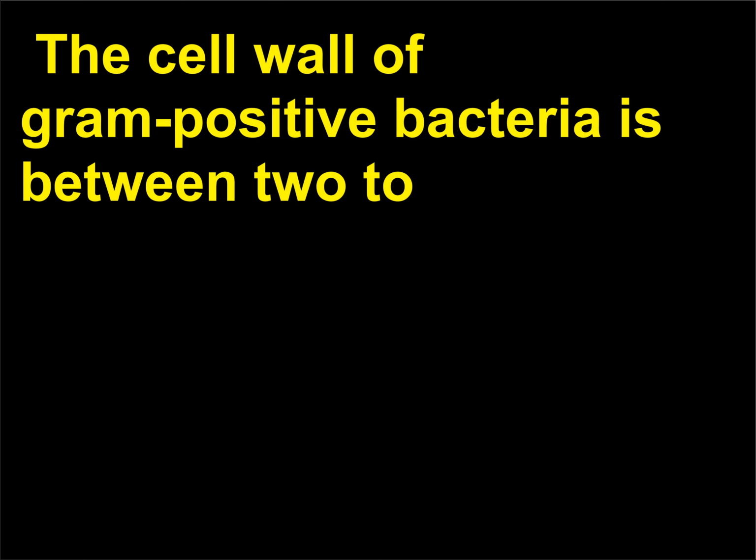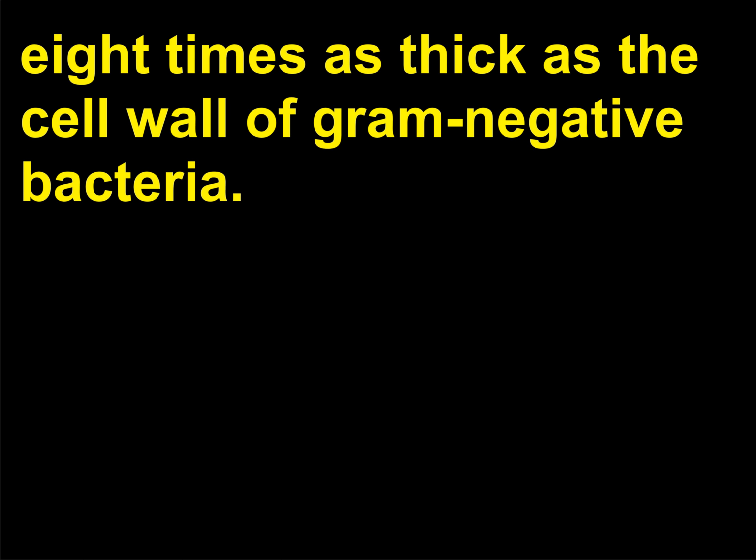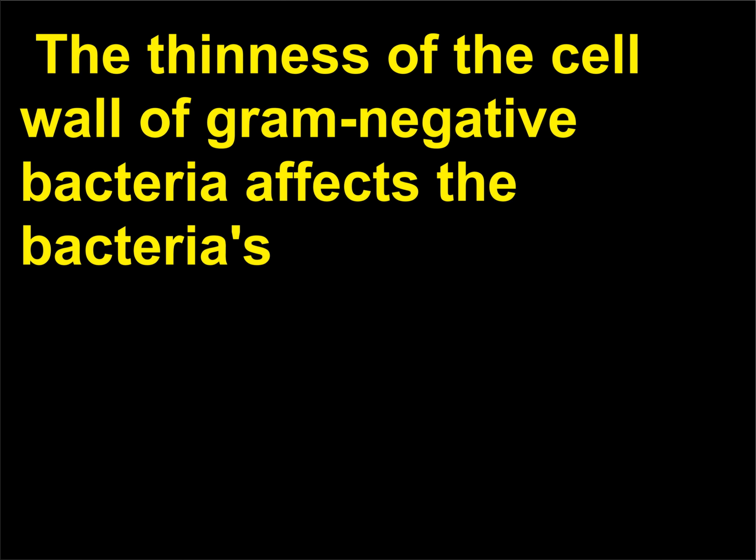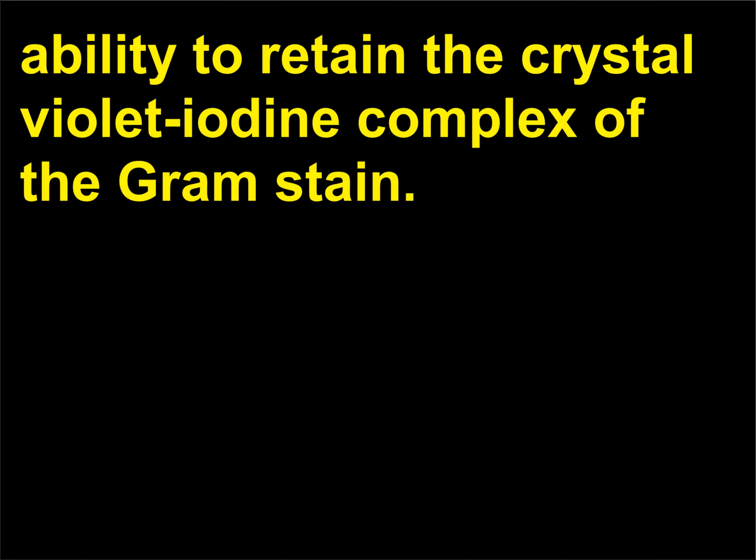The cell wall of gram-positive bacteria is between 2 to 8 times as thick as the cell wall of gram-negative bacteria. The thinness of the cell wall of gram-negative bacteria affects the bacteria's ability to retain the crystal violet iodine complex of the gram stain.